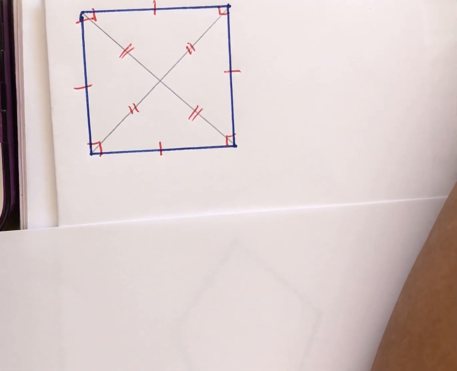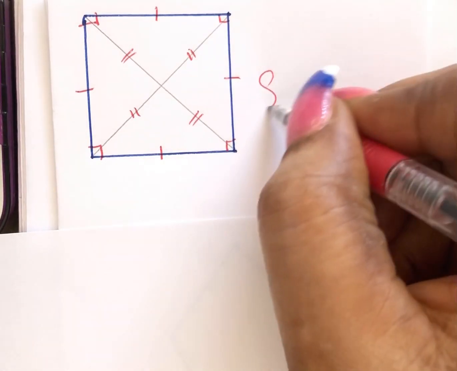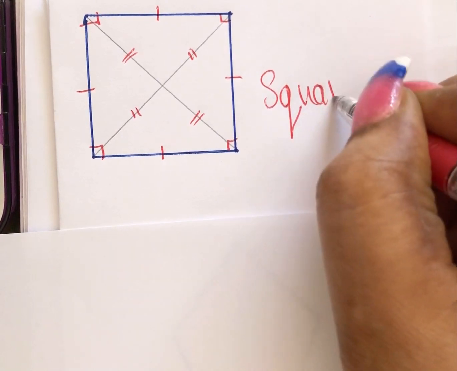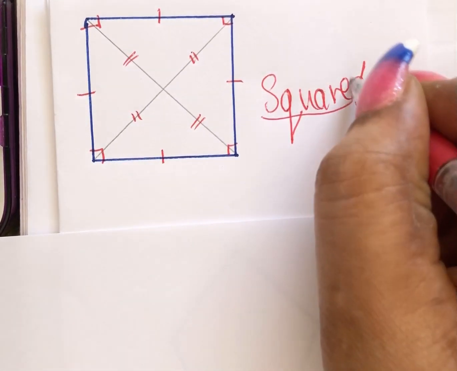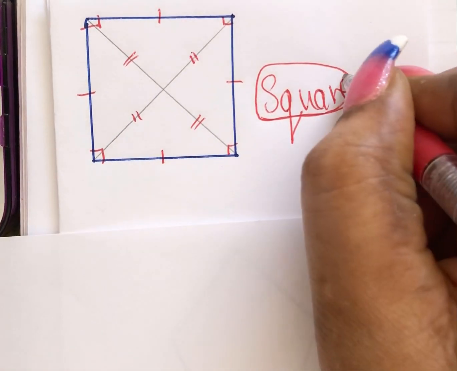It is called a square. This is a square. Okay? Let us look at another one.